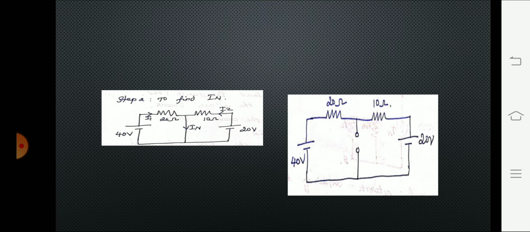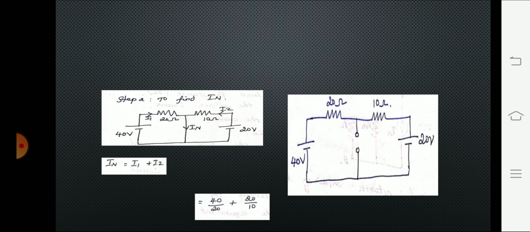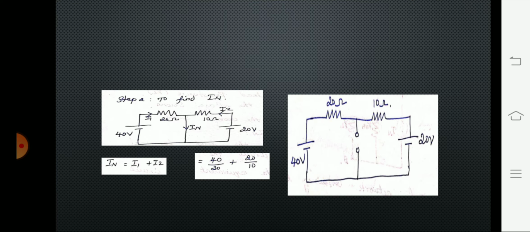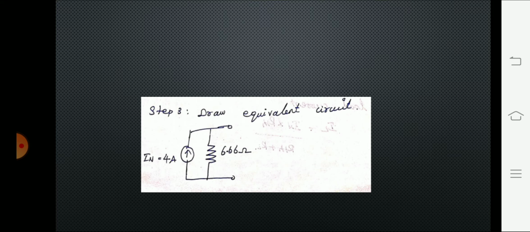Next we find the IN value. The procedure for IN is to short circuit the load terminal. So we short circuit this load terminal. There are two currents flowing through this load terminal, I1 and I2. So IN is nothing but I1 plus I2. I1 equal to 40 divided by 20, I2 is equal to 20 divided by 10. So we get the Norton's current IN equal to 4 amps. The step 3, draw the equivalent circuit.